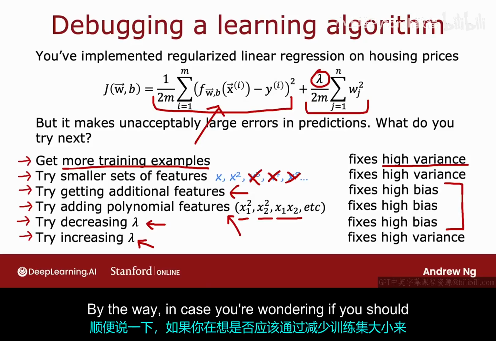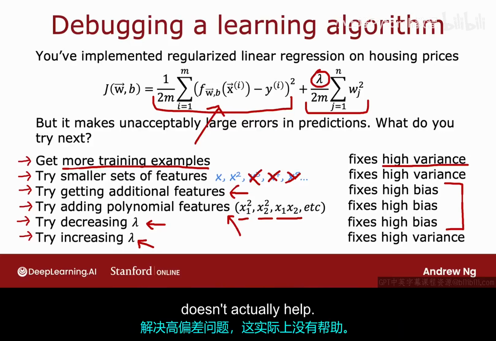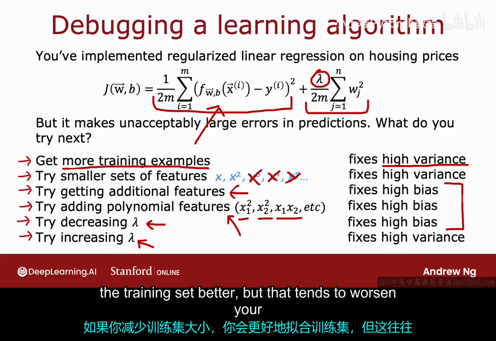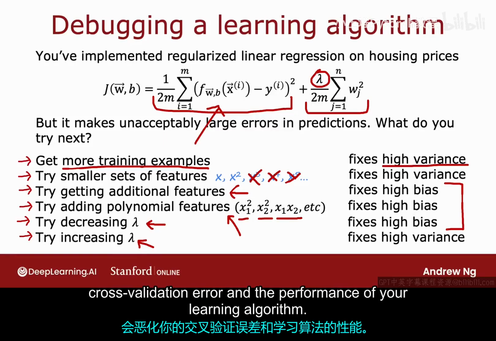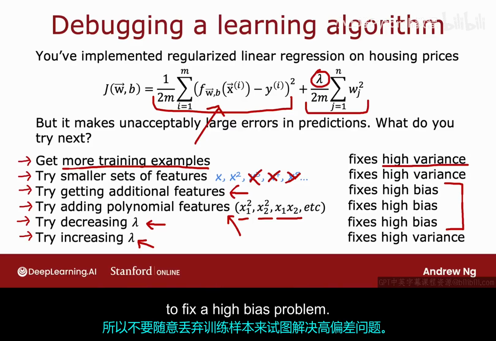By the way, in case you're wondering if you should fix high bias by reducing the training set size, that doesn't actually help. If you reduce the training set size, you will fit the training set better, but that tends to worsen your cross-validation error and the performance of your learning algorithm. So don't randomly throw away training examples just to try to fix a high bias problem.